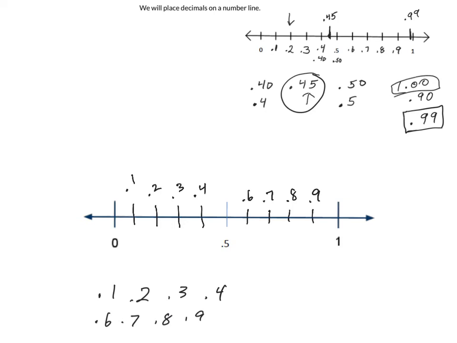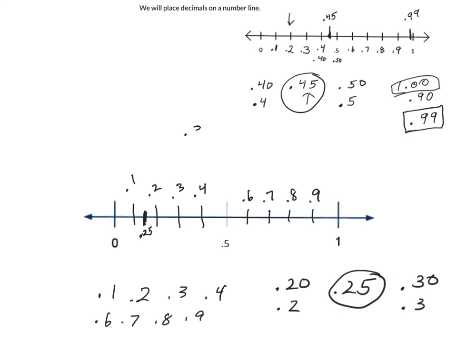Now the next question, question number 6, asks where to place 25 hundredths. Now again, 25 hundredths is between 20 hundredths and 30 hundredths. And we know 20 hundredths is the same as 2/10, and 30 hundredths is the same as 3/10. So 25 hundredths is going to go right in between 2 and 3.